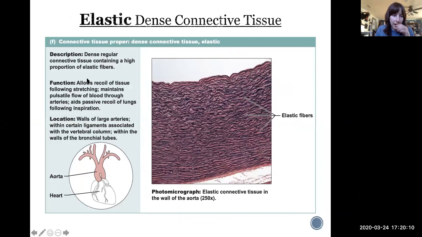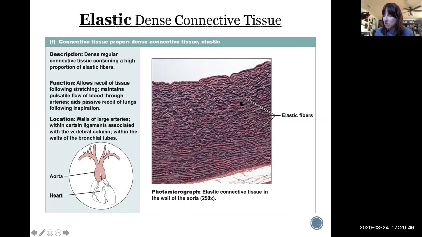Elastic dense connective tissue is found in major blood vessels. So like the aorta, through which blood directly from your heart goes to the entire rest of your body. It has to be very, very strong and very, very elastic, right? It has to be able to stretch a lot and come back to its normal shape. So we have lots and lots of elastic fibers in elastic dense connective tissue.